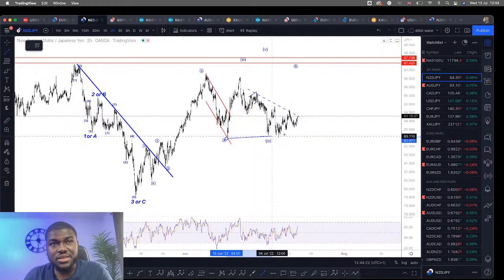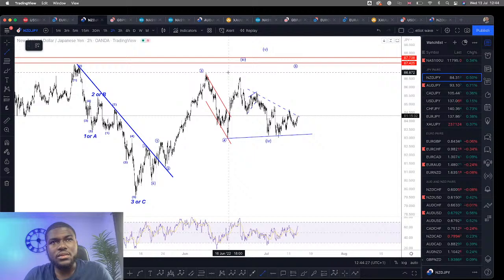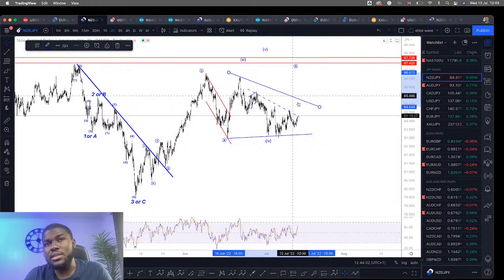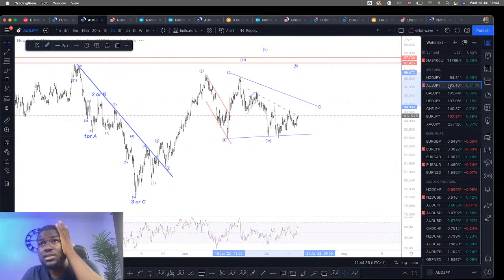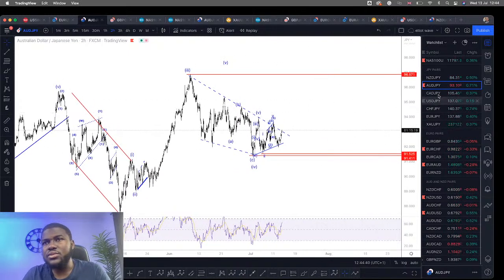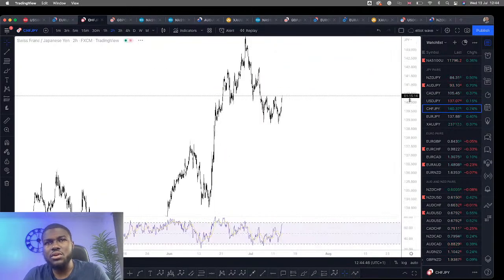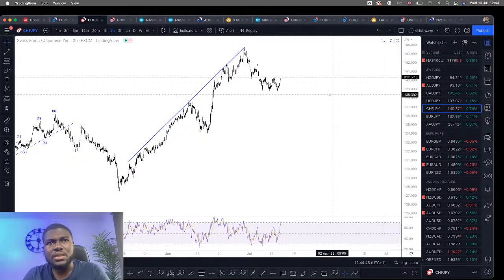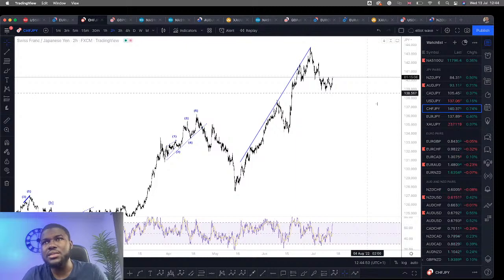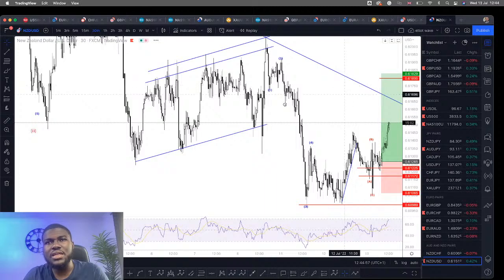What I'm actually expecting is something like a triangle pattern, sincerely, for New Zealand JPY right here. Triangle pattern A, B, C, D, E, something like that. And for Australian JPY too, something similar. But let's just see how it goes. And USDJPY, something similar. But guys, I promise tomorrow we are going to look into JPY pairs, and I'm going to give my whole attention to JPY pairs generally.